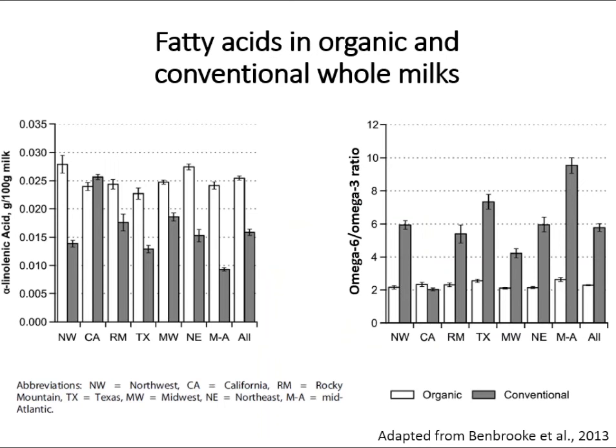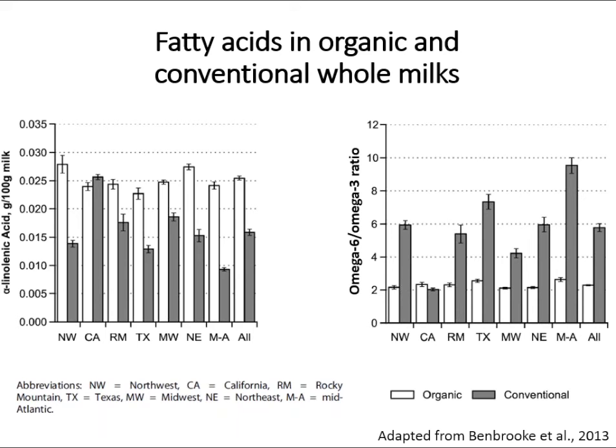So here we have a study of fatty acids in organic versus conventional whole milk, and again I just want to note the difference between these systems is that requirement for organic farms to have 30% of their dry matter from pasture. So down here you can see organic is in white and conventional is in gray, and if we look at the graph on the left, we see that alpha-linolenic acid, that main omega-3 in milk, is higher in organic systems across the board in almost all areas of the United States. And so that then goes to the omega-6 to omega-3 ratio being lower in almost all of the organic systems than the conventional systems.